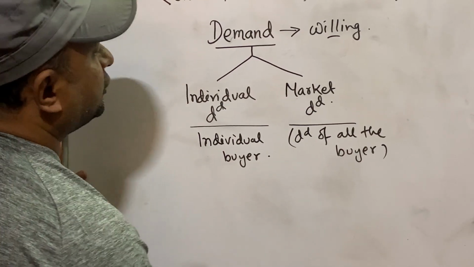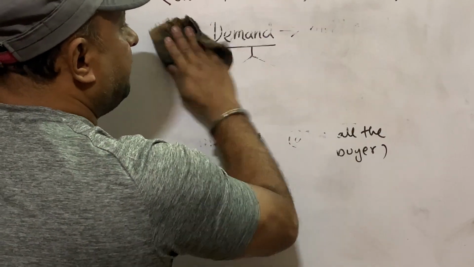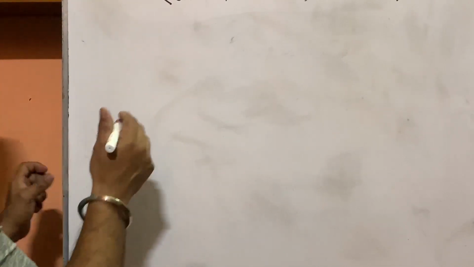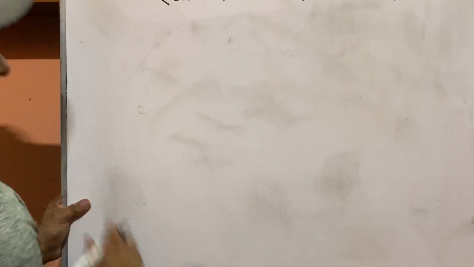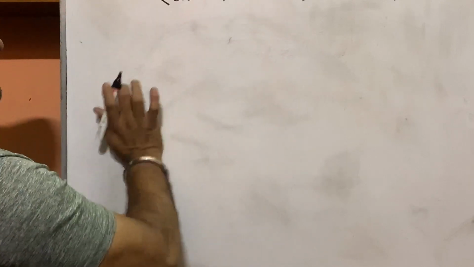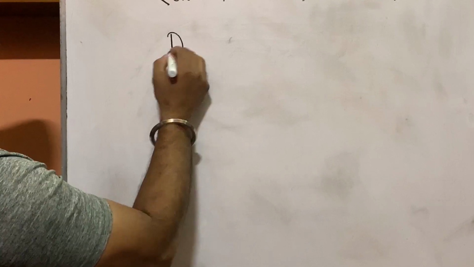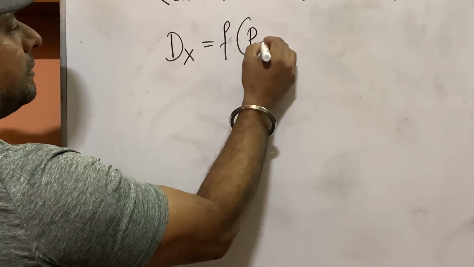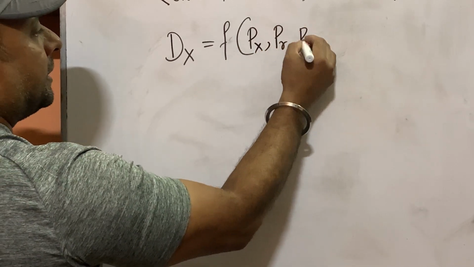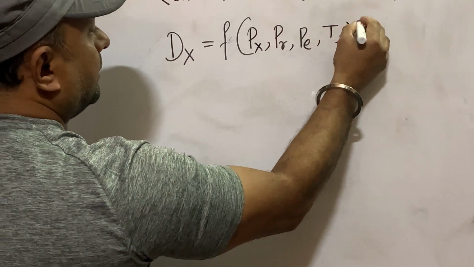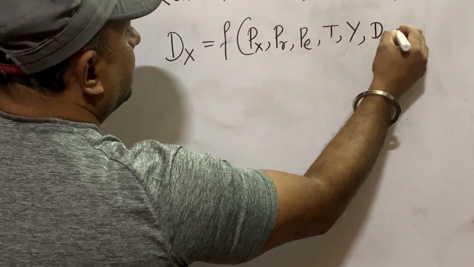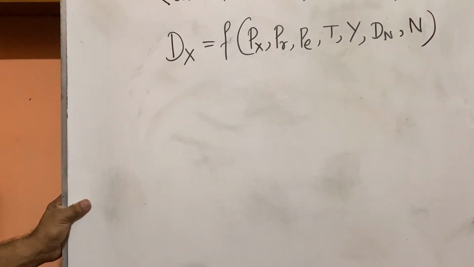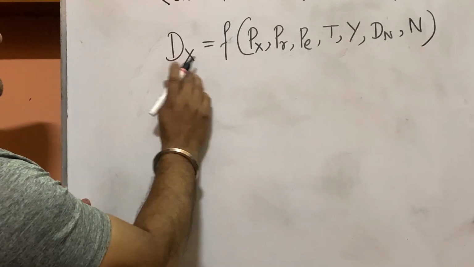Now demand function means the factors of demand. Okay, now demand function, how demand is affected. Demand is affected by a lot of items. The main factor is price. This is the demand function. These are all the factors of demand. If any one changes, demand also will change. So this is the demand function.